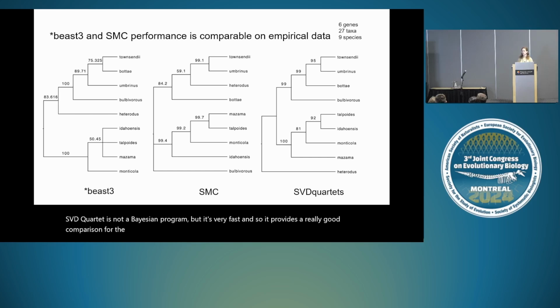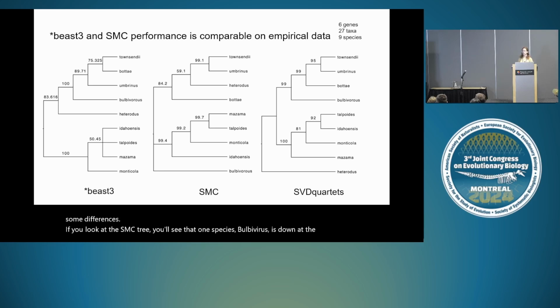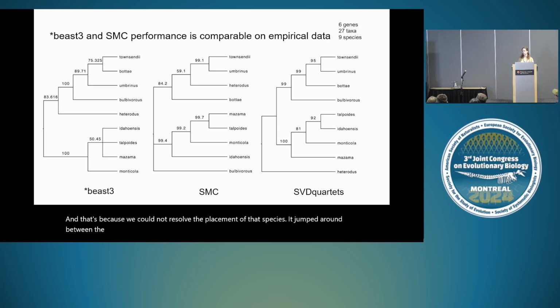The outgroup for this data set was supposed to be heterodis, but you can see that neither StarBeast3 nor SMC recovered that, and SVD quartets only shows it as the outgroup because we had to root the tree that way. When we look at all 3 trees, we mostly see that the programs are recovering the same 2 major clades with some differences. If you look at the SMC tree, you'll see that one species, bulbivorous, is down at the bottom, and that's because we could not resolve the placement of that species. It jumped around between the 2 clades so much that it didn't actually show up in either clade in the consensus tree, so that was one key difference.